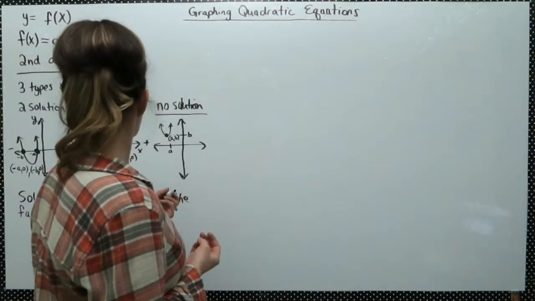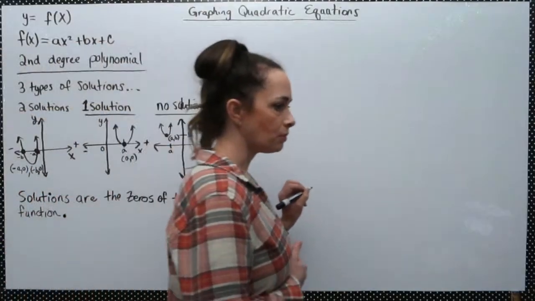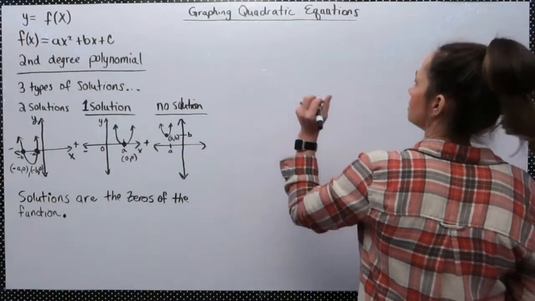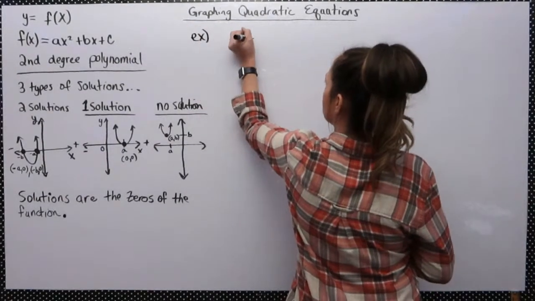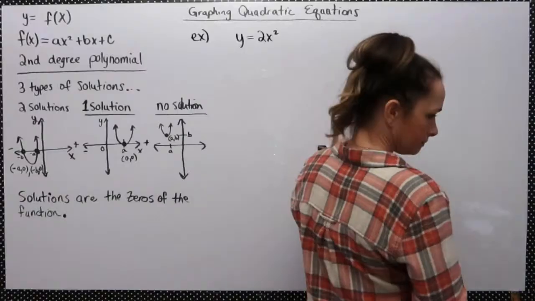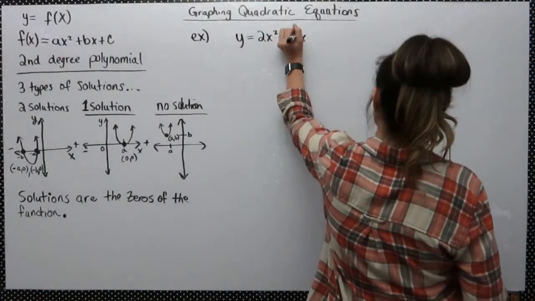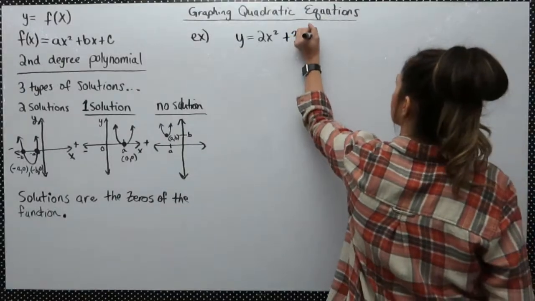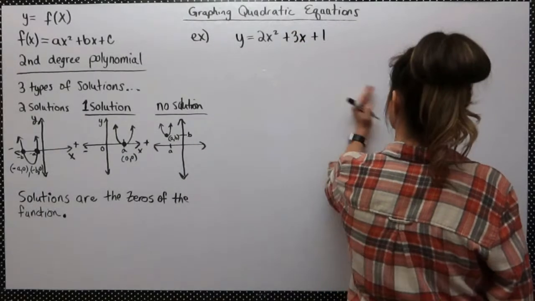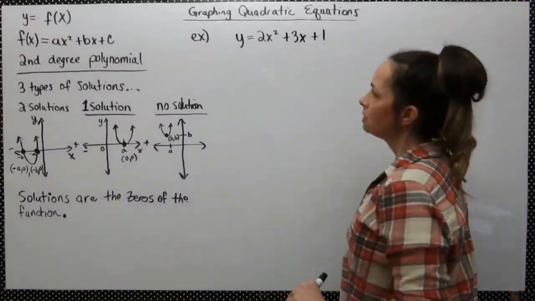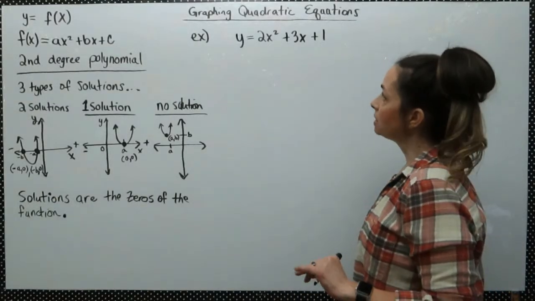So let's see, I want to write the function that I want to work with. Okay, here's an example. y equals 2x squared plus 3x plus 1. And this function is asking us to use the quadratic formula to solve it. However, it does factor.